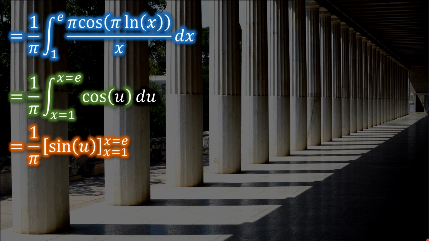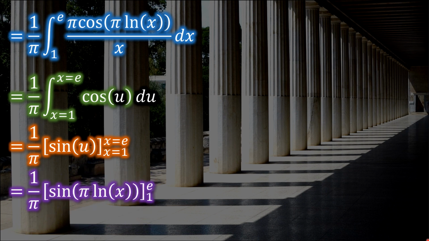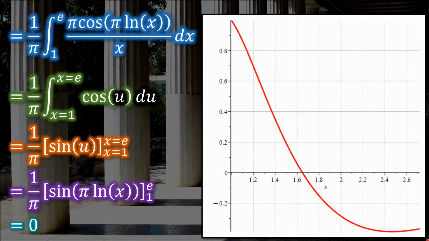After I integrate and get the sine of u, then I'll sub back and say, u is pi natural log of x, and now it's safe for me to take this from 1 to e. And you'll still get 0 just like before. It is 0, by the way. If you look at the function between 1 and e, it actually is above the x-axis the same amount of area as it is below the x-axis, and it perfectly balances out.